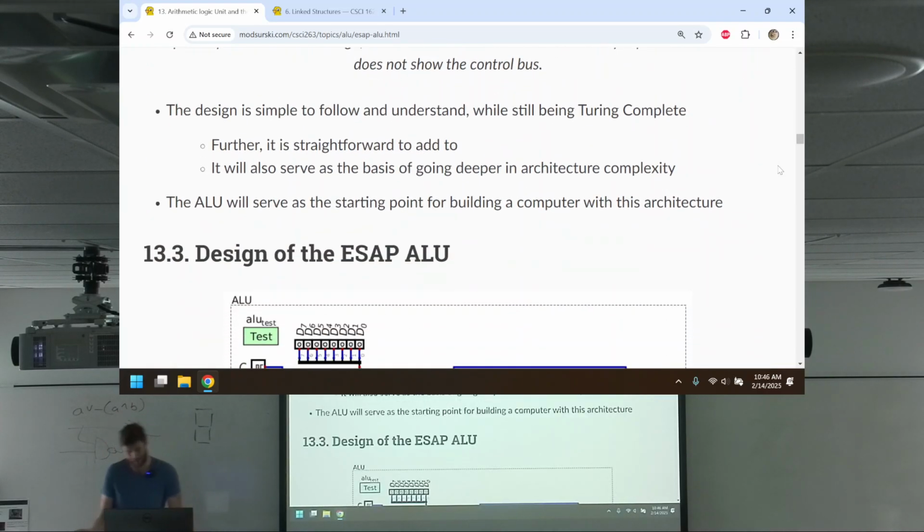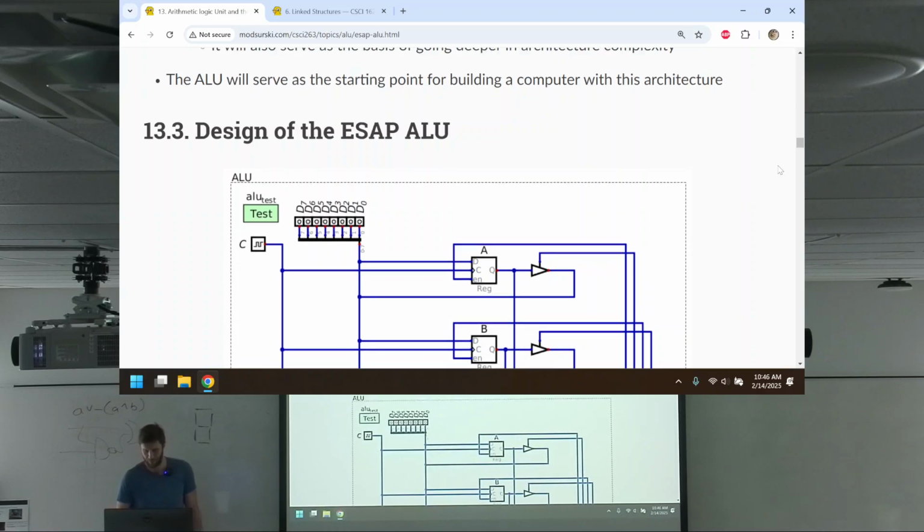So the design is simple to follow and understand while still being Turing complete. Further, it's straightforward to add to. It scales really nicely. And it will also serve as the basis of going deeper in architecture complexity. So the ALU will serve as the starting point for our ESAP computer. We already kind of had some form of bus and whatnot, like I was saying, with the register and RAM. But we're going to revisit that. We're going to start with the ALU.